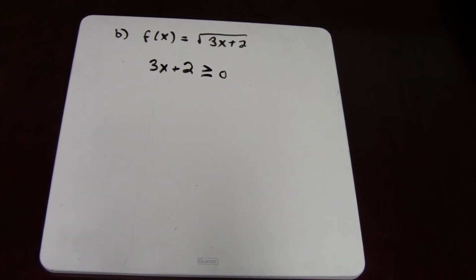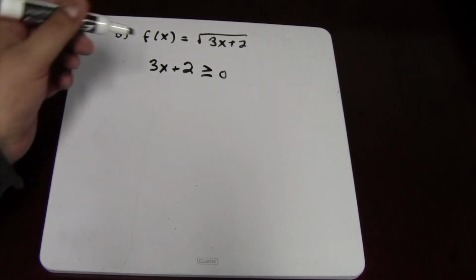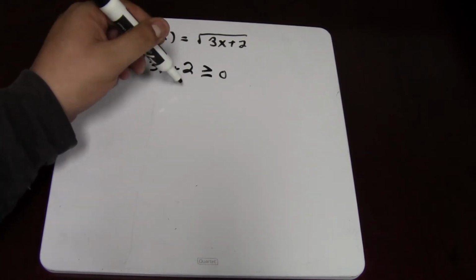What this is saying is that 3x plus 2 can equal 0 or it has to be bigger than 0. It can't be anything less than 0, which in other words means it can't be negative. So that's how you express that mathematically. At this point, it becomes an easy thing to solve.